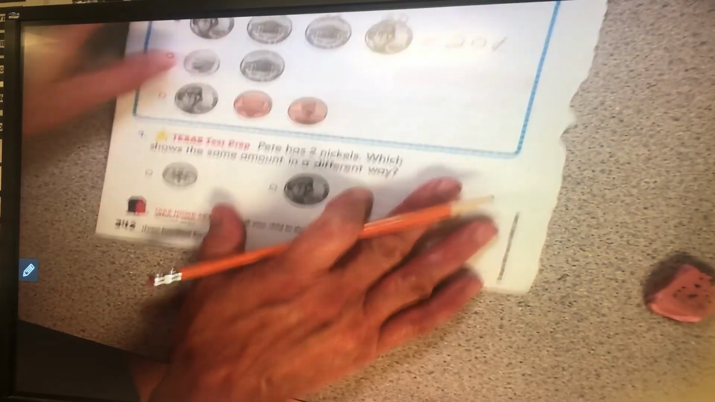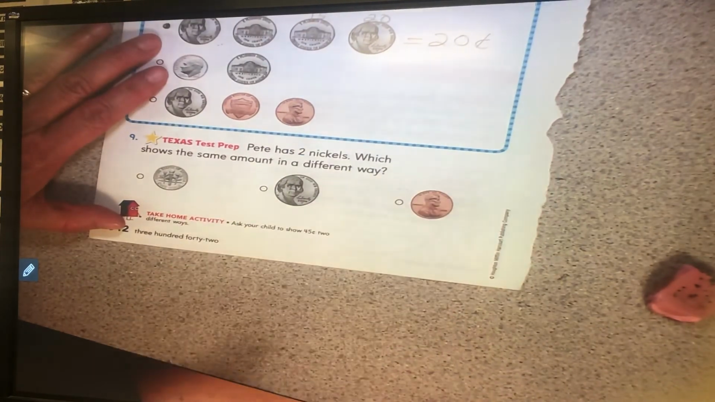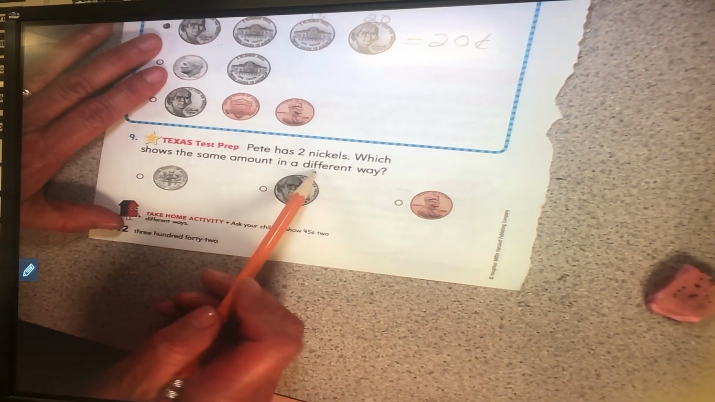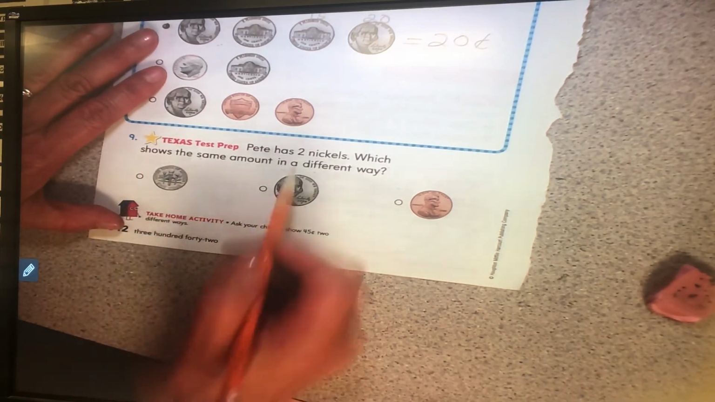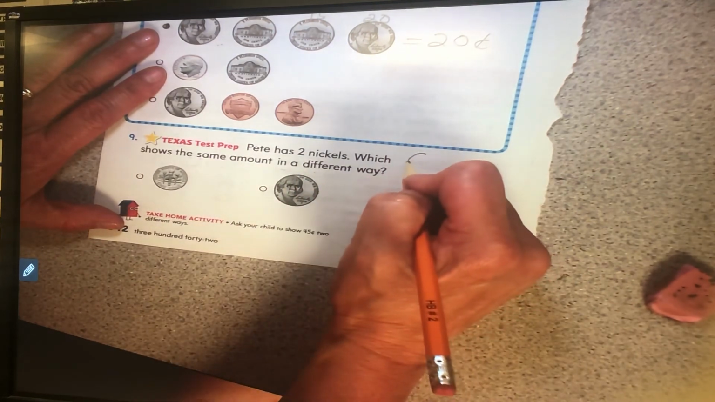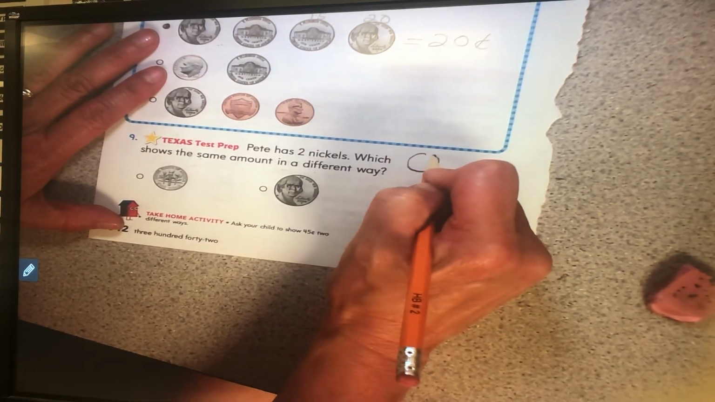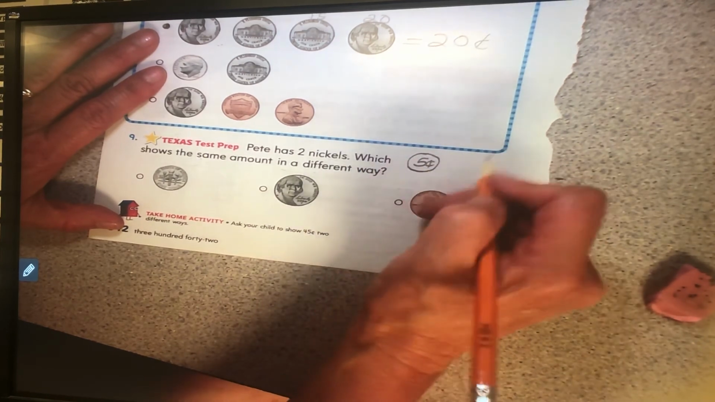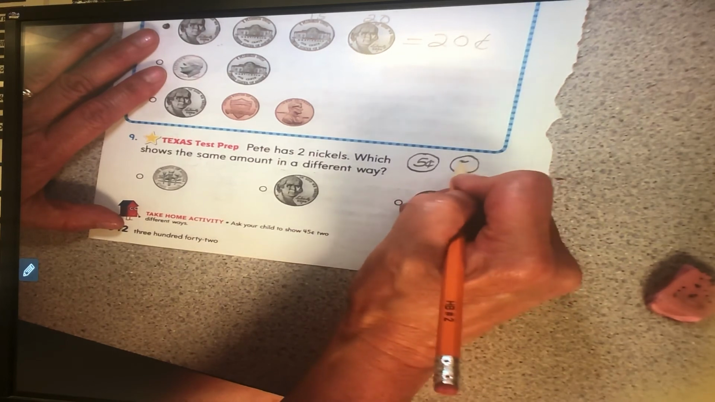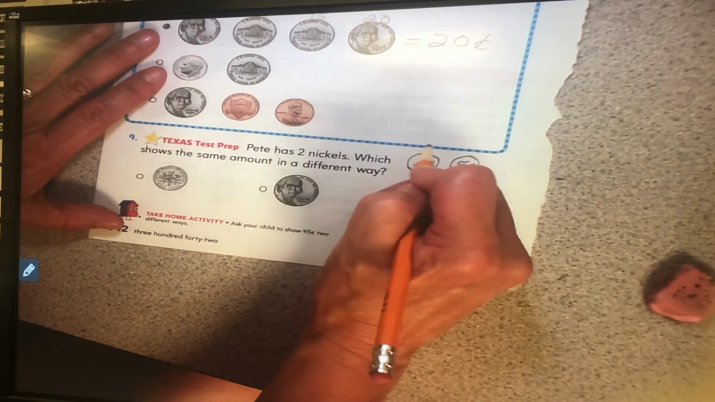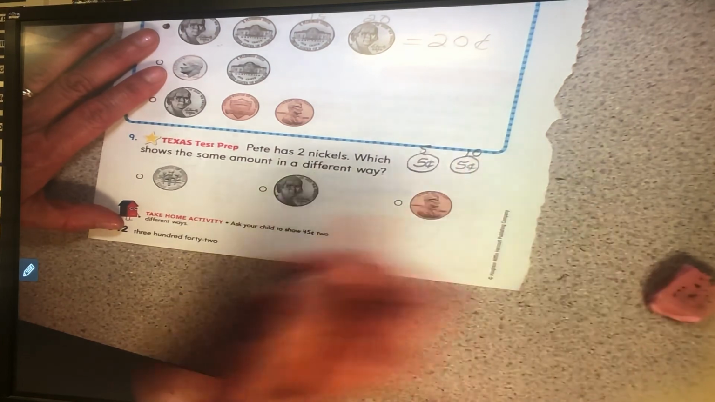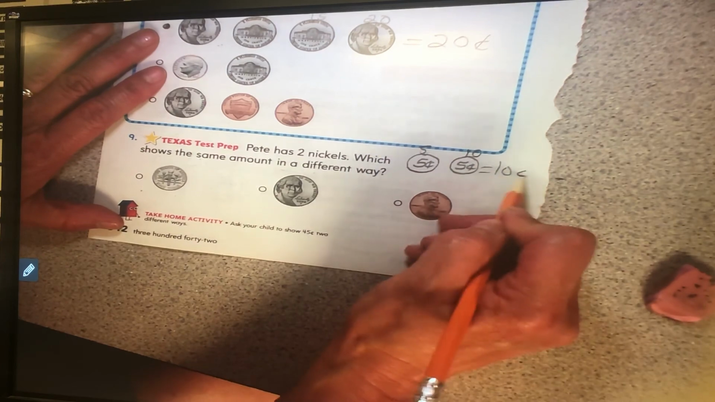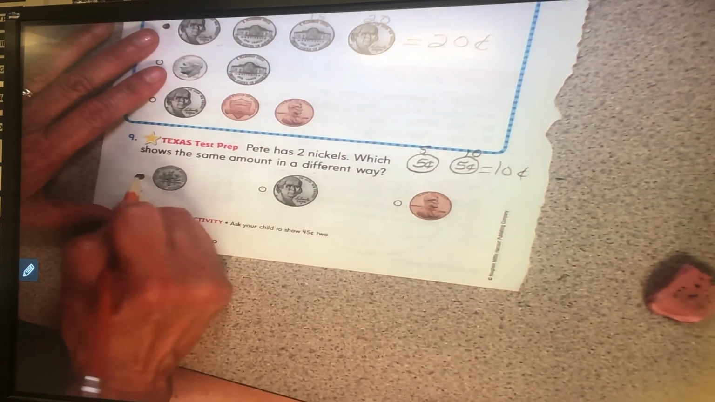And the last one. Pete has 2 nickels, which shows the same amount in a different way. 2 nickels. Okay, we've already said how much 2 nickels is, but in case we forget, let's act it out. There's 1 nickel, it's worth 5 cents. 2 nickels, and we're going to count by fives. 5, 10. 10 cents. Which one of these is worth 10 cents? The dime is worth 10 cents.